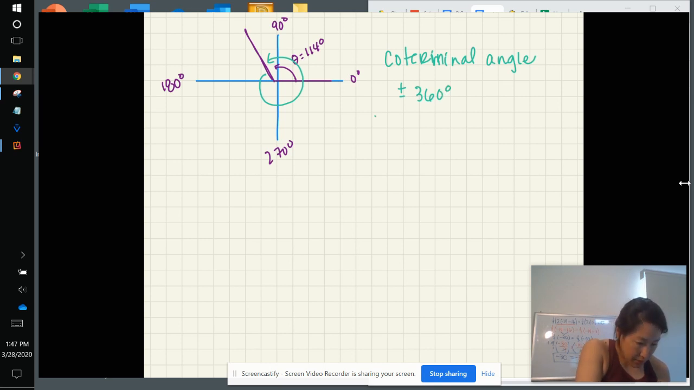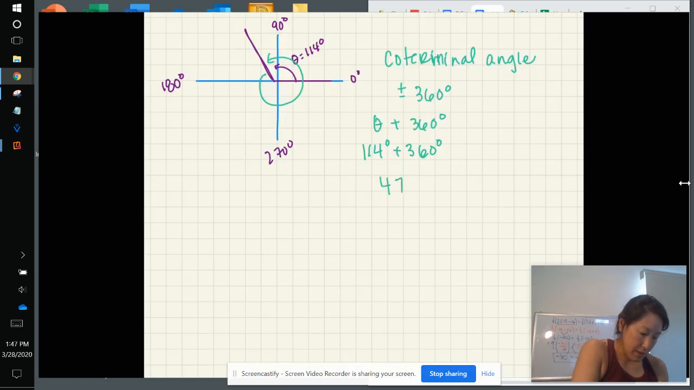So I'm going to start with theta, and I'm going to add 360 degrees. So I get 114 plus 360, make sure you use your degrees, is 474 degrees. So this is one coterminal angle. It asked for a negative coterminal angle.